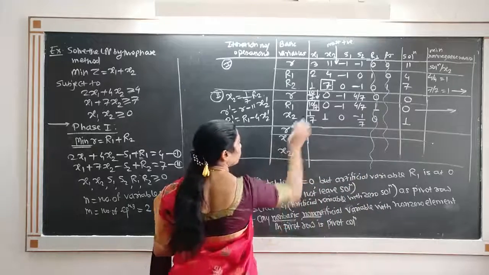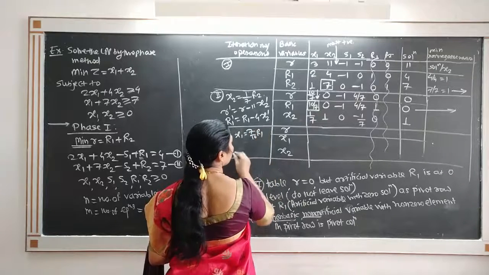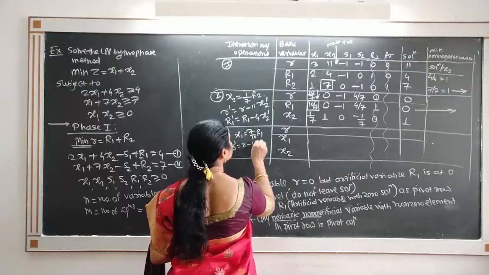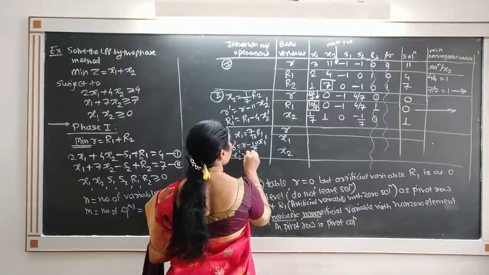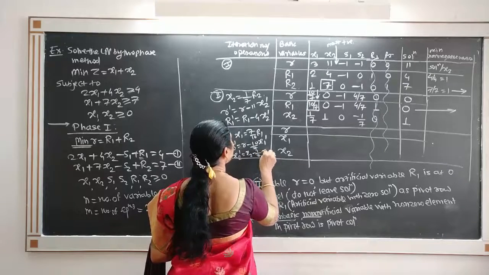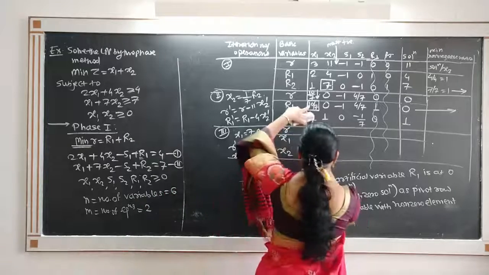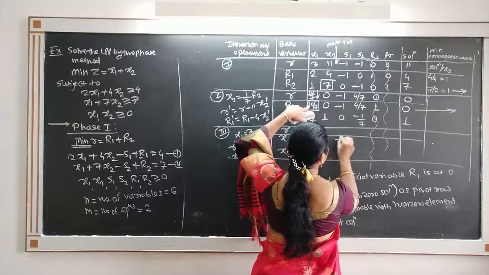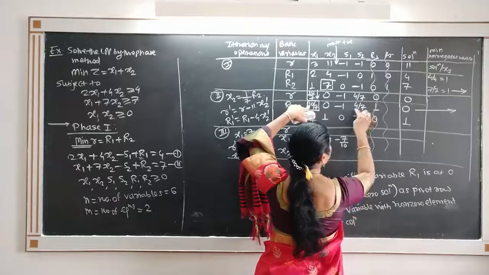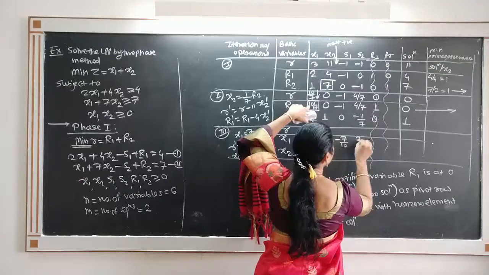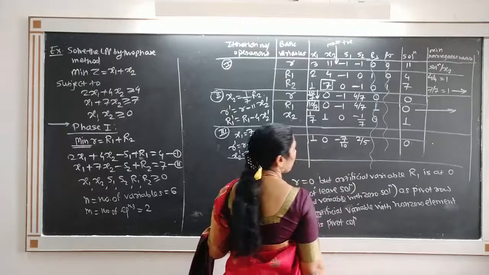What is the change now? Our X1 row becomes 7 by 10 times R1 row. R row becomes R minus 10 by 7 times X1 row, and X2 row becomes X2 minus 1 by 7 times X1 row. So consider the first row, multiply by 7 by 10. It becomes minus 7 by 10. Multiply by 7 by 10 becomes 4 by 10, that is 2 by 5. And multiply by 7 by 10 becomes 0.